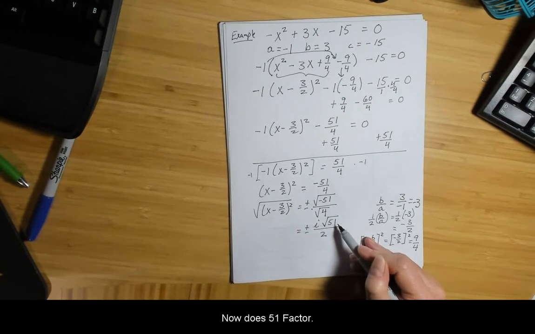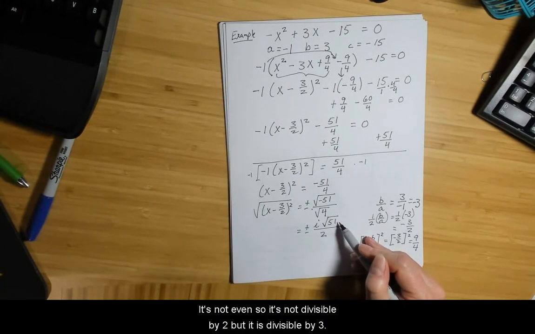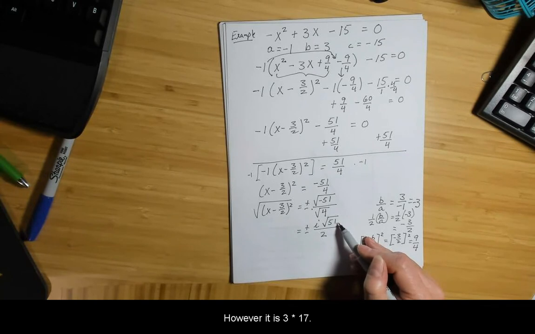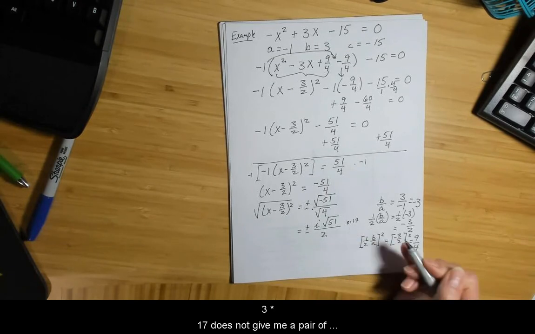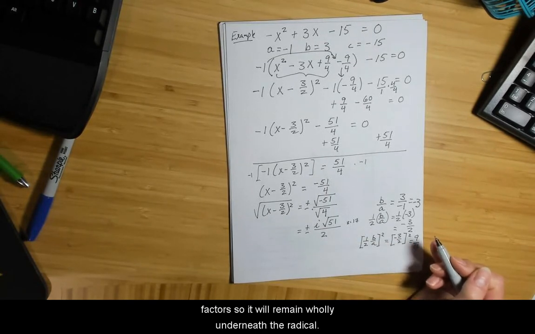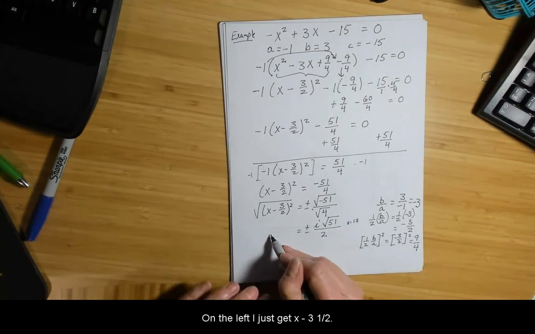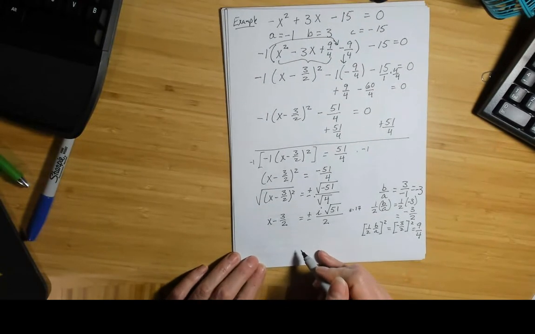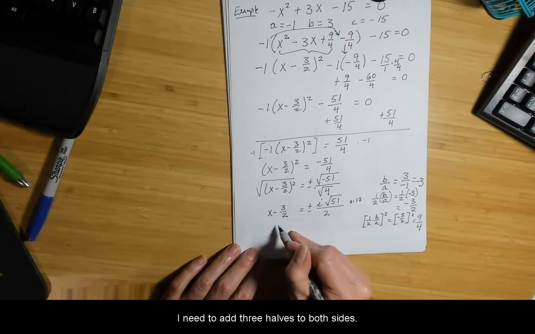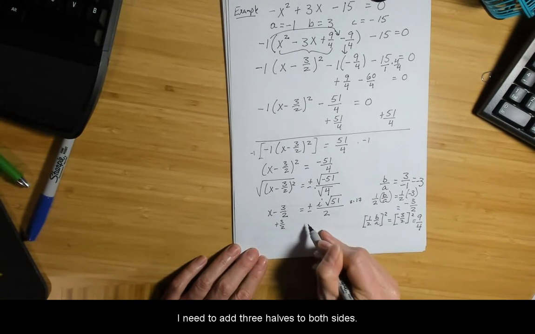Now, does 51 factor? It's not even, so it's not divisible by 2, but it is divisible by 3. However, it is 3 times 17. And 3 times 17 does not give me a pair of factors, so it will remain wholly underneath the radical. On the left, I just get x minus 3 halves. To complete the solution for x, I need to add the 3 halves to both sides.